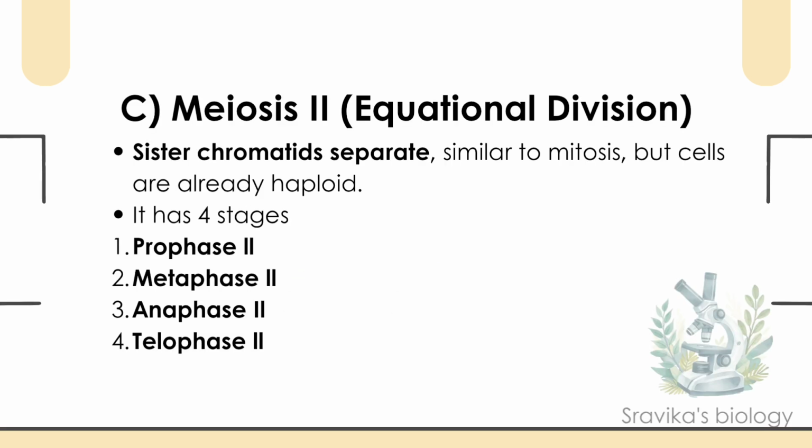Now let's look at meiosis II. Meiosis II is the equational division. It resembles mitosis, but starts from haploid cells. The key outcome is separation of sister chromatids. The phases are prophase II, metaphase II, anaphase II, and telophase II.